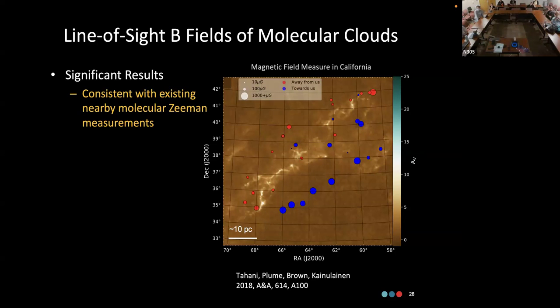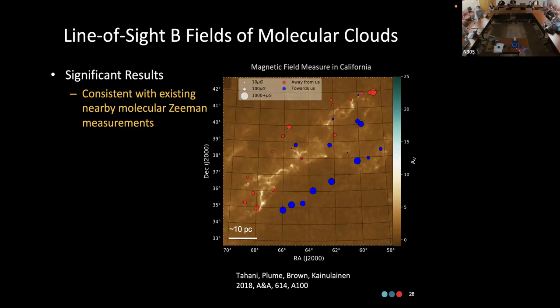So what we found was that whenever we have nearby molecular Zeeman observations, our results are consistent in strength and in direction with the Zeeman observations. Compared with atomic Zeeman observations, they're consistent with the direction of atomic Zeeman observations. And another interesting thing that we find is shown in this figure. So here I'm showing the California molecular cloud.